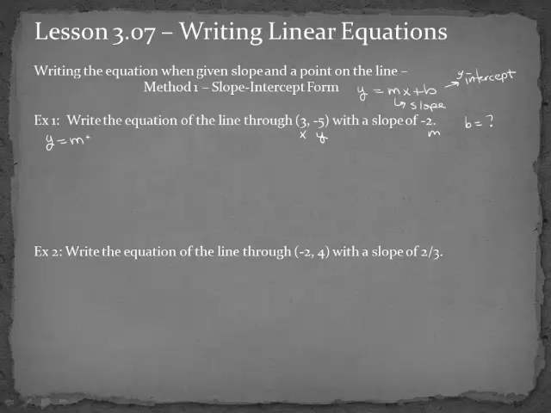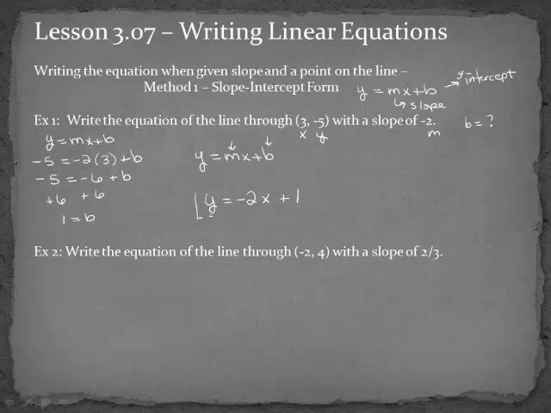So our formula again is y equals mx plus b, y is -5, m is -2, x is 3, and we don't know b. So I get -5 is equal to -6 plus b. I'll add 6 to both sides, and I get that b is 1. Now that I have b, we need to plug in our slope and our y-intercept to get our equation. So we have y is equal to -2x plus 1. And this is the equation of the line that has a slope of -2, and it will pass through the point 3, -5.